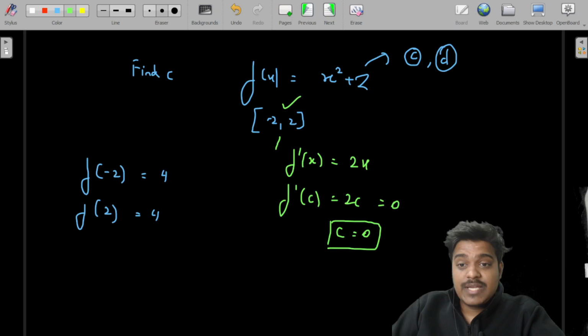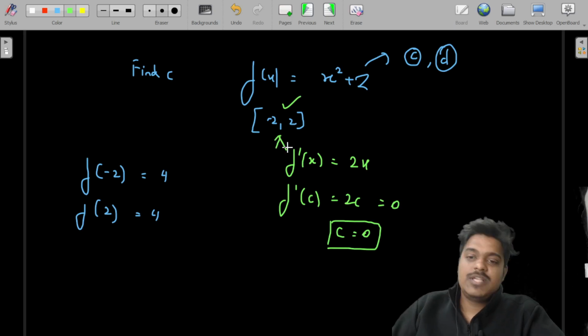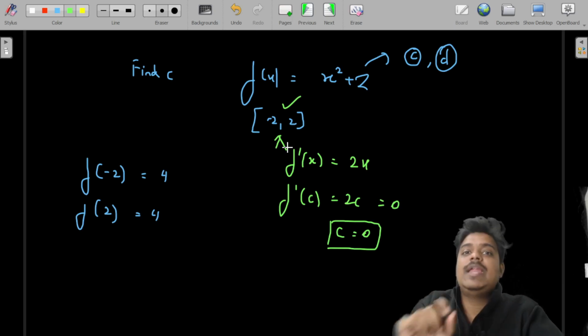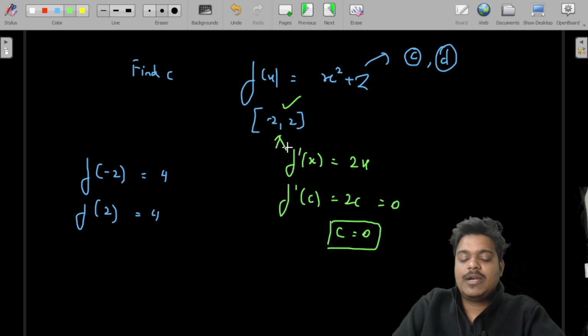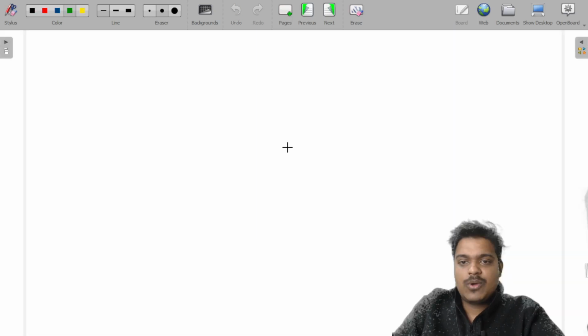But please check whether that c is lying in between this range or not. Because if it is outside, that is not a proof of Rolle's mean value theorem. The c is lying between a and b. That is a very important part. So I hope that I have answered your question as far as Rolle's mean value theorem is concerned.